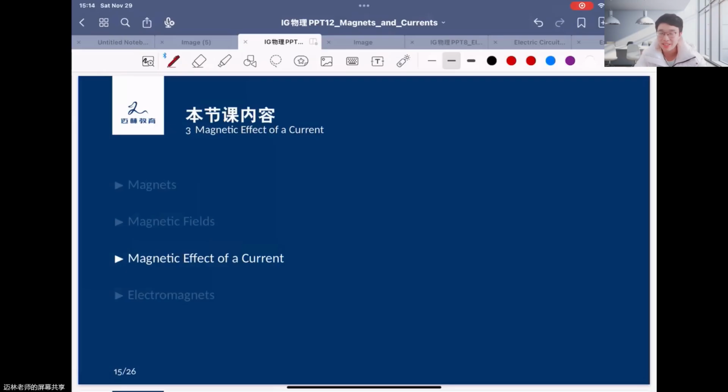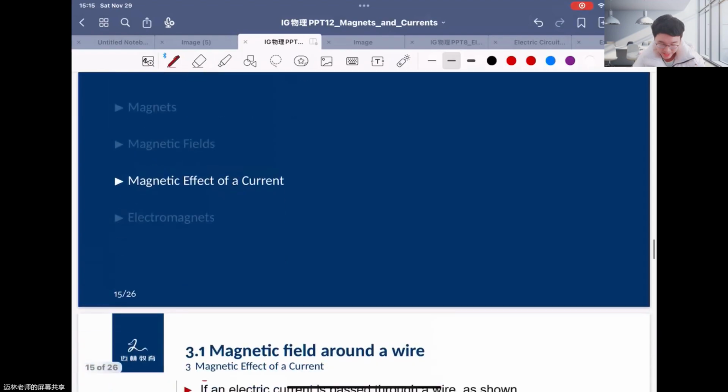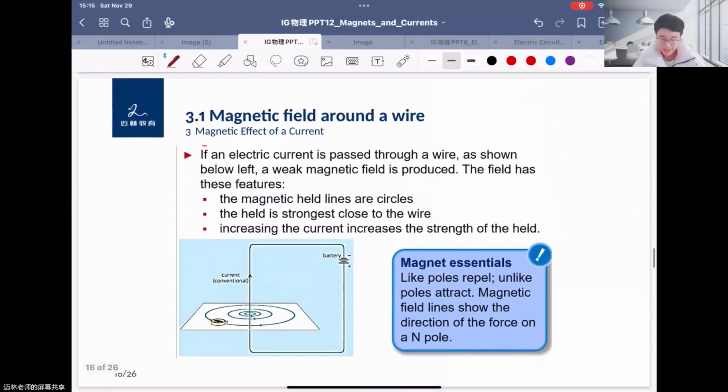Okay, hello everyone. Today our topic is the magnetic effect of a current. Let's move into the first slide, which is about the magnetic field around a wire. Maybe 100 years ago, there was a scientist, a professor, and one day he went to the lecture hall to give a lecture to his students.